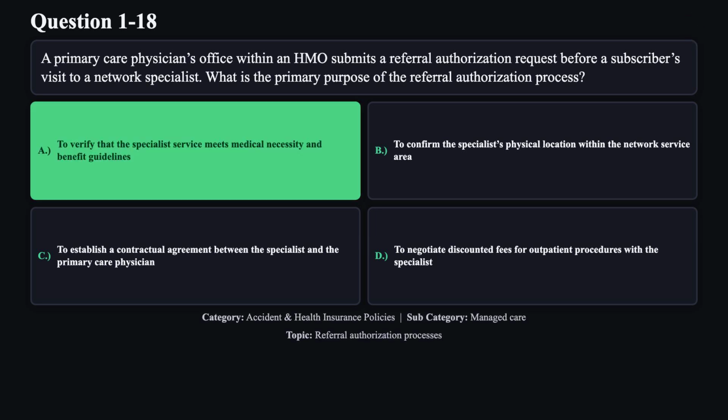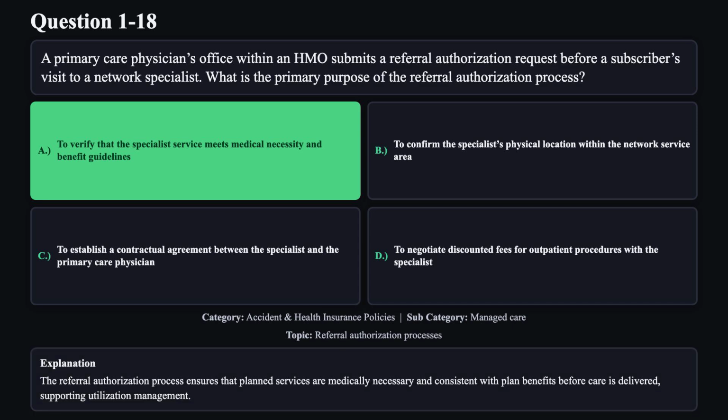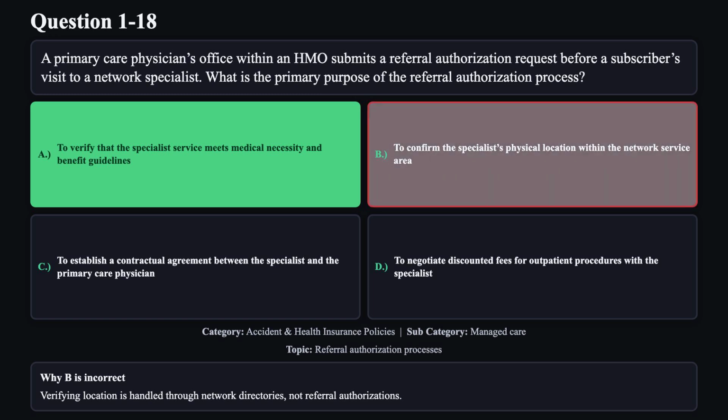The correct answer is A. The referral authorization process ensures that planned services are medically necessary and consistent with plan benefits before care is delivered, supporting utilization management. Reason B is not correct. Verifying location is handled through network directories, not referral authorizations.